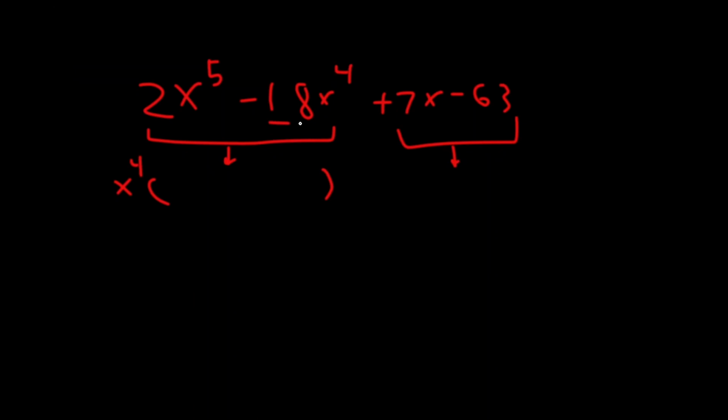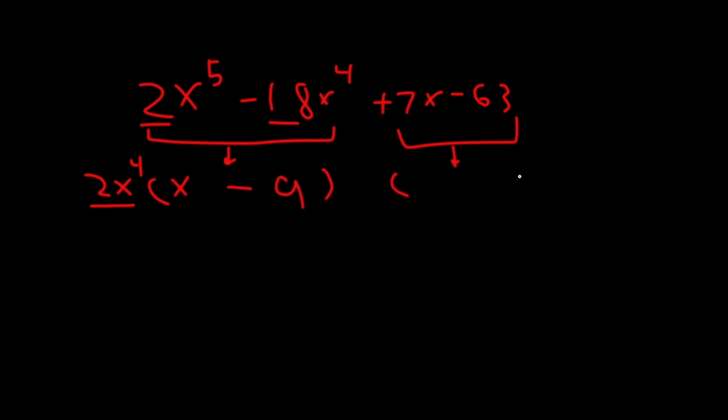But you could also notice that for each of these terms, they're both divisible by 2. 2 is divisible by 2, and 2 times 9 is equal to 18. So we're going to take that 2 out, and then divide each of these by the greatest common factor right here. So 2x to the fifth divided by 2x to the fourth is just good old-fashioned x. And then negative 18x to the fourth divided by 2x to the fourth is just negative 9.